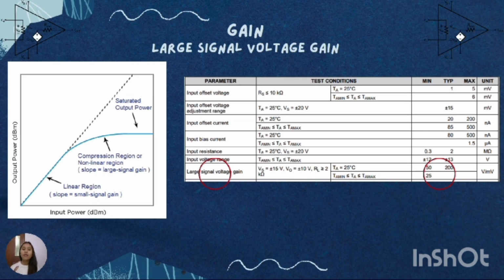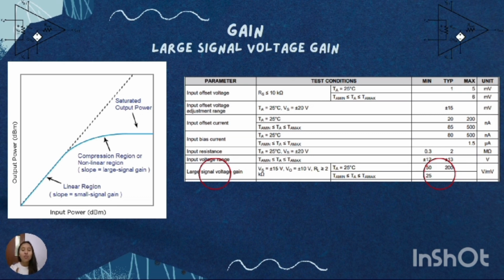Now, gain. Large signal voltage gain of an operational amplifier is a measure of how much a large input signal, or significant amplitude, amplifies. The voltage gain in large signal is usually calculated when the input signal is large enough to cause the operational amplifier to not work in its linear range.